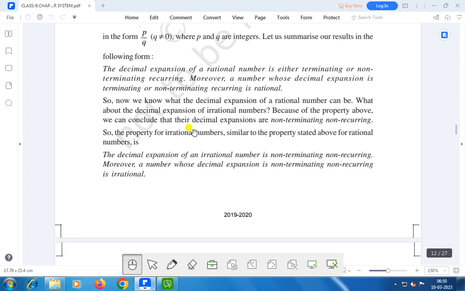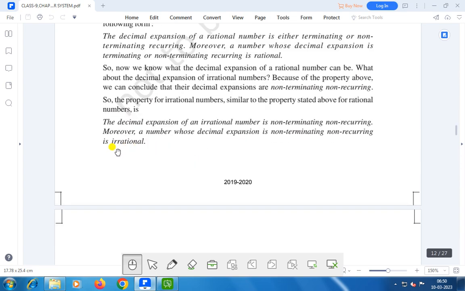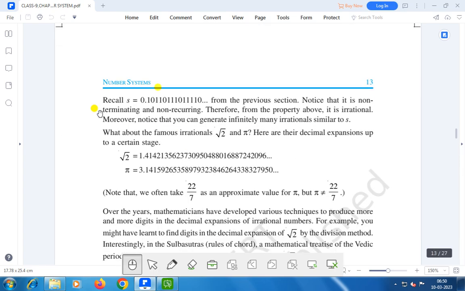What about the decimal expansion of irrational numbers? Because of the property above, we can conclude that the decimal expansion is non-terminating, non-recurring. So the property of irrational numbers, similar to the property stated above for rational numbers, is: the decimal expansion of an irrational number is non-terminating, non-recurring. Moreover, a number whose decimal expansion is non-terminating, non-recurring is irrational. Recall 0.10110111011110 from the previous section. Notice that it is non-terminating, non-recurring. Therefore, from the property above, it is irrational.